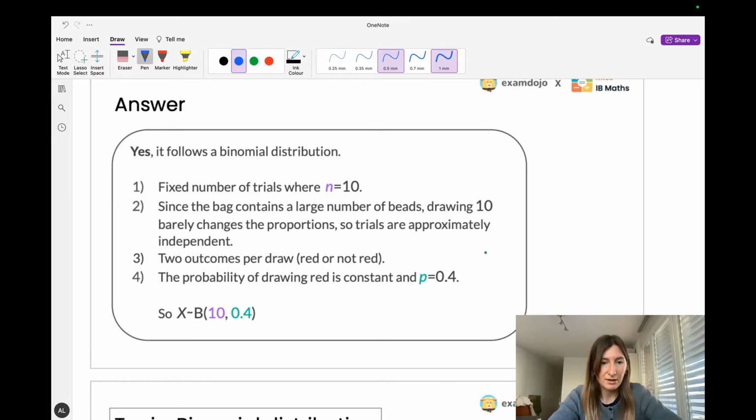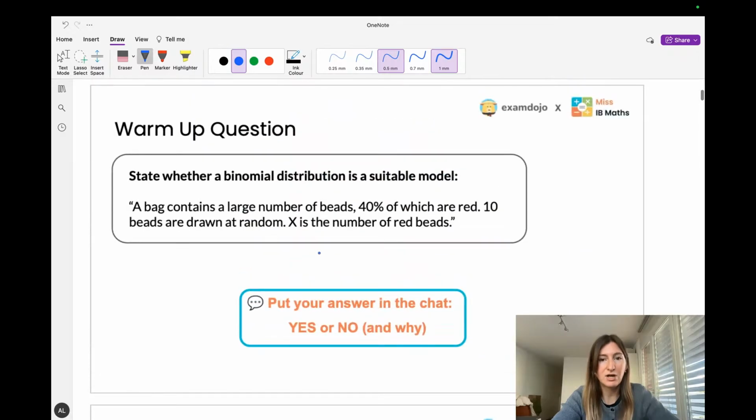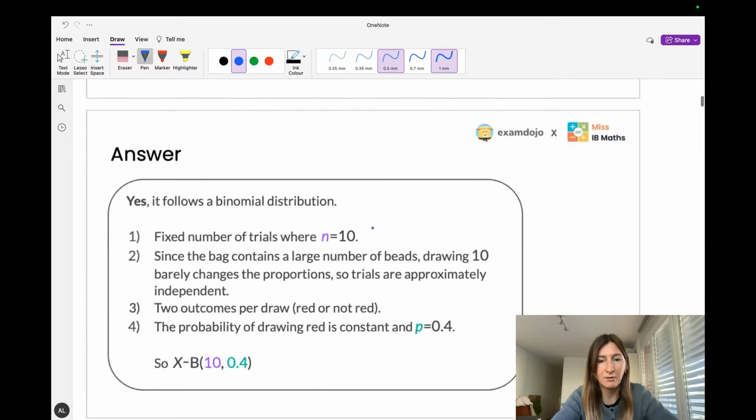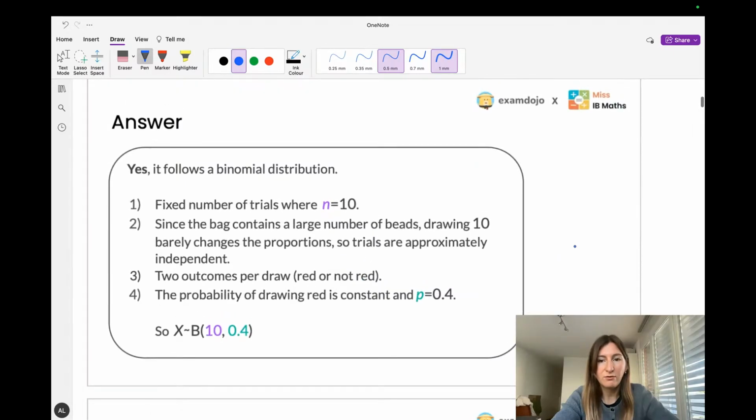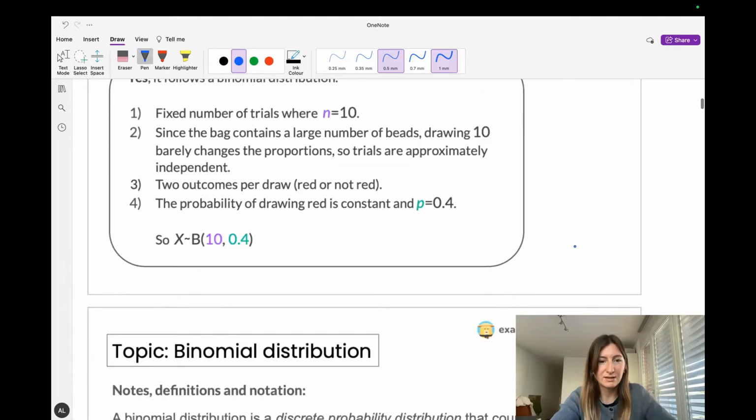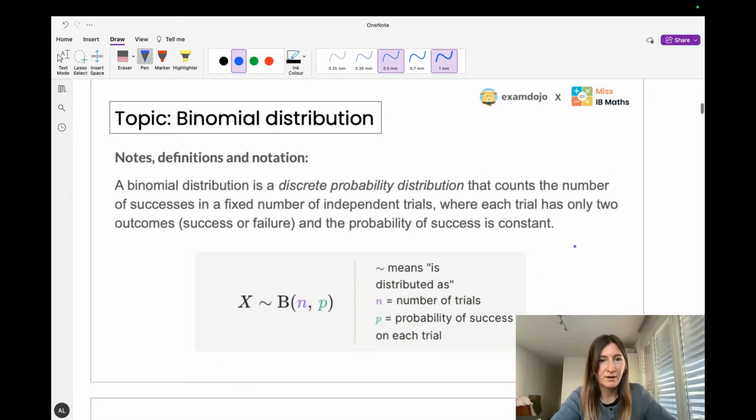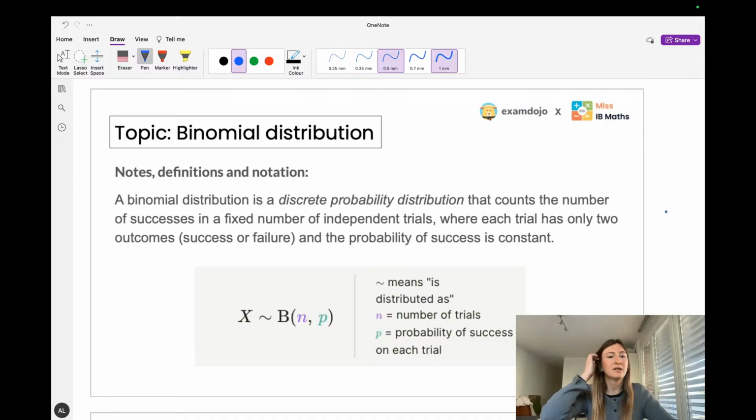Then there are 2 outcomes, 2 chances that we have success or failure. If we take out a red one, that is success. If not, it's not red, which is failure. And the probability of drawing red is constant. Each time you take it out, there is a 0.4 or 40% chance of it being red. So it meets all 4 of those criteria. Therefore, we can say it does indeed follow a binomial distribution. We will go through that a little bit more. So let's start with the definition.